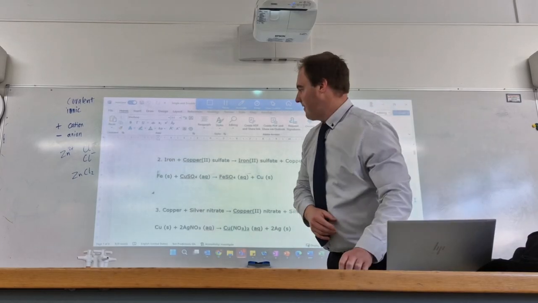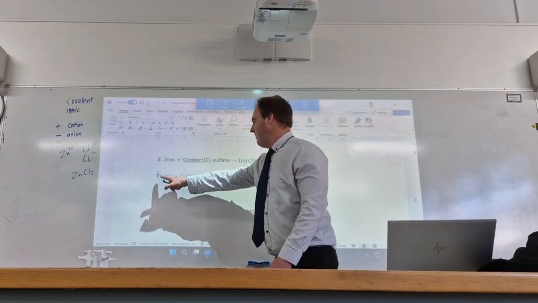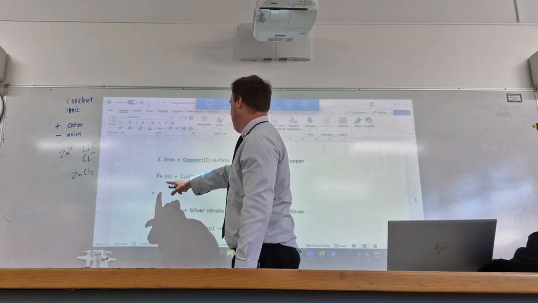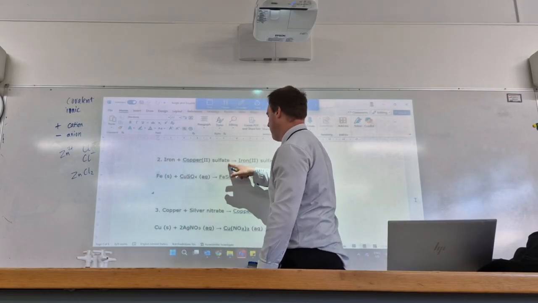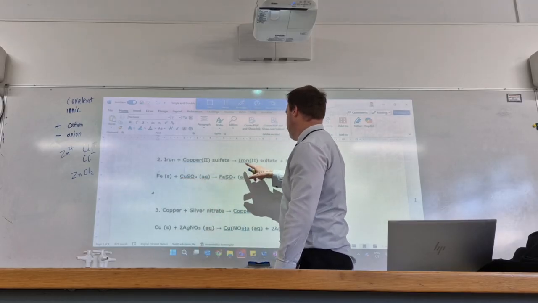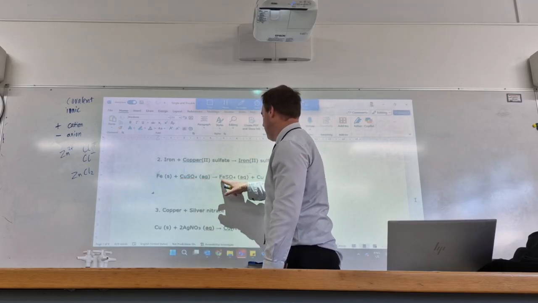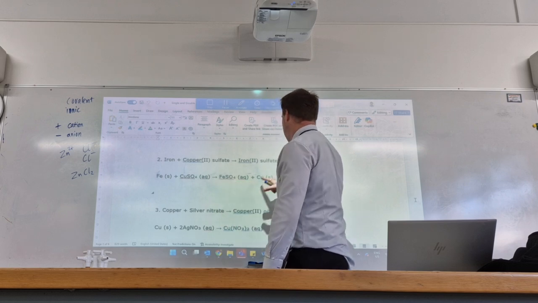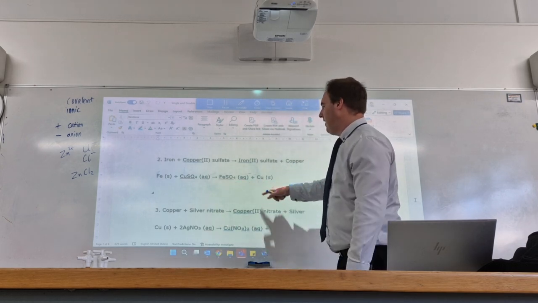Okay, let's look at this one here. We've got iron, Fe, is being added to copper sulfate, CuSO4, and it's producing iron sulfate, FeSO4, and copper on its own.